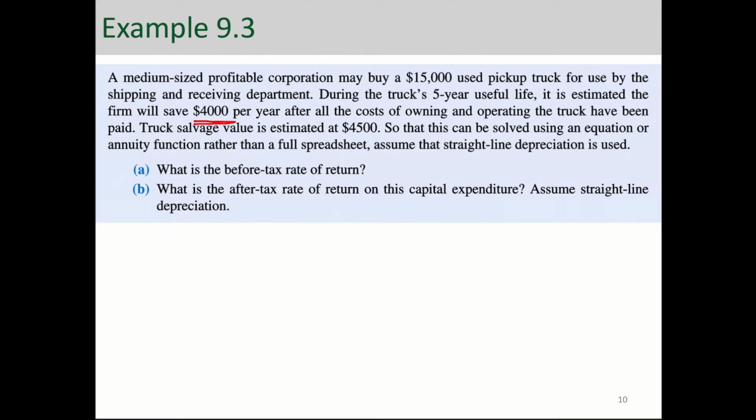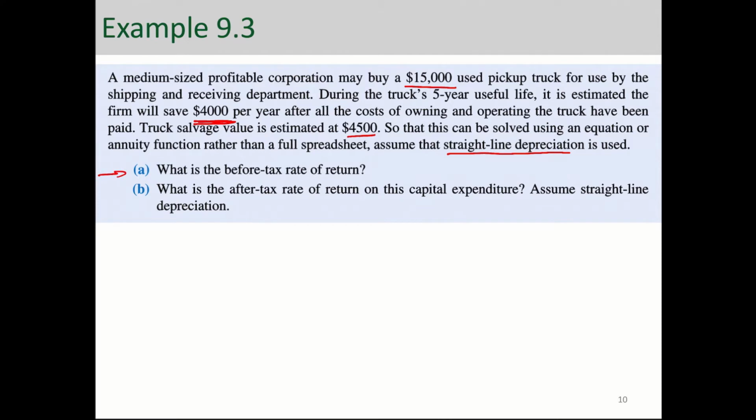So that is the net saving that they get per year because they bought that truck, and the cost of that truck was $15,000. Truck salvage value is estimated at $4,500, so that this can be solved using an equation or annuity function rather than a full spreadsheet. Assume the straight line depreciation method is used.